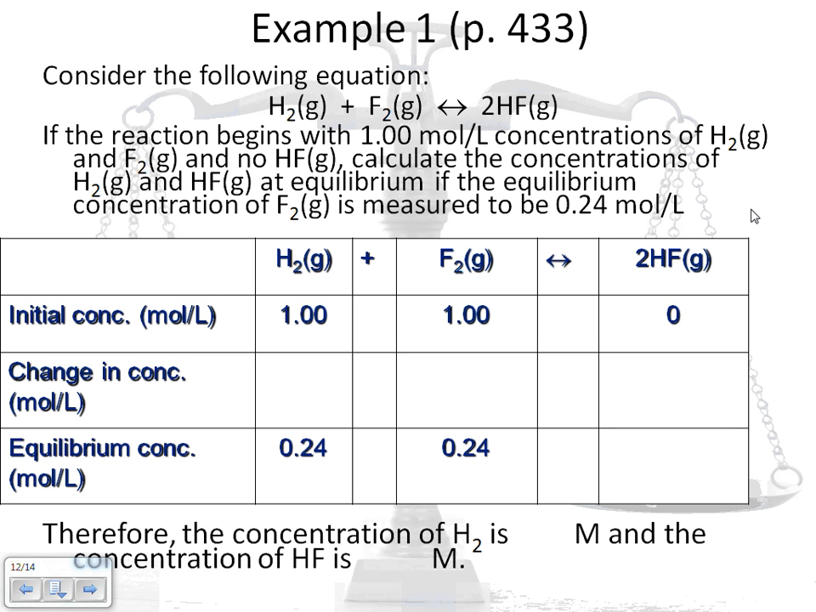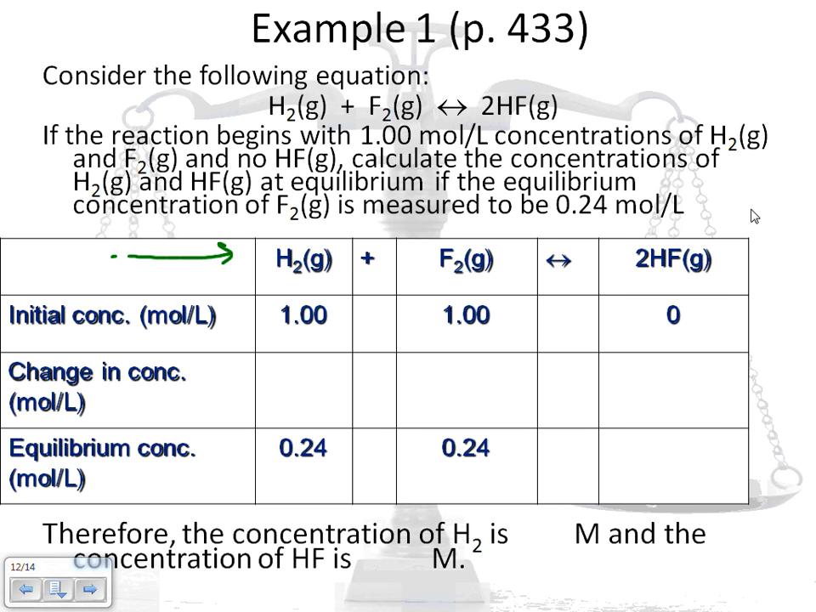So consider the following reaction. This is hydrogen and fluorine making HF. If the reaction begins with 1 mole per liter concentrations of H2 and F2, and no HF, calculate the concentrations of H2 and HF at equilibrium if the equilibrium concentration of F2 is measured to be 0.24 moles per liter. So what I've done, I've put in my reaction up at the top.